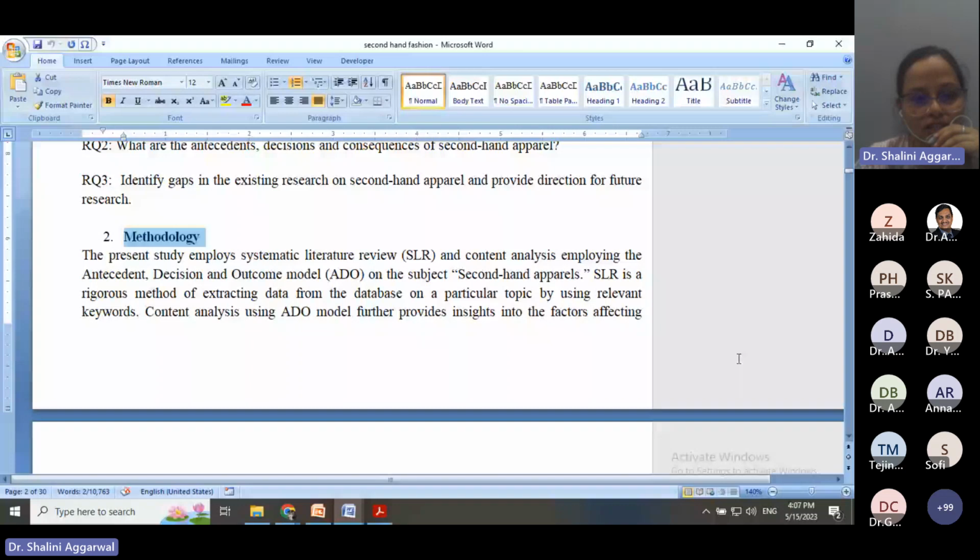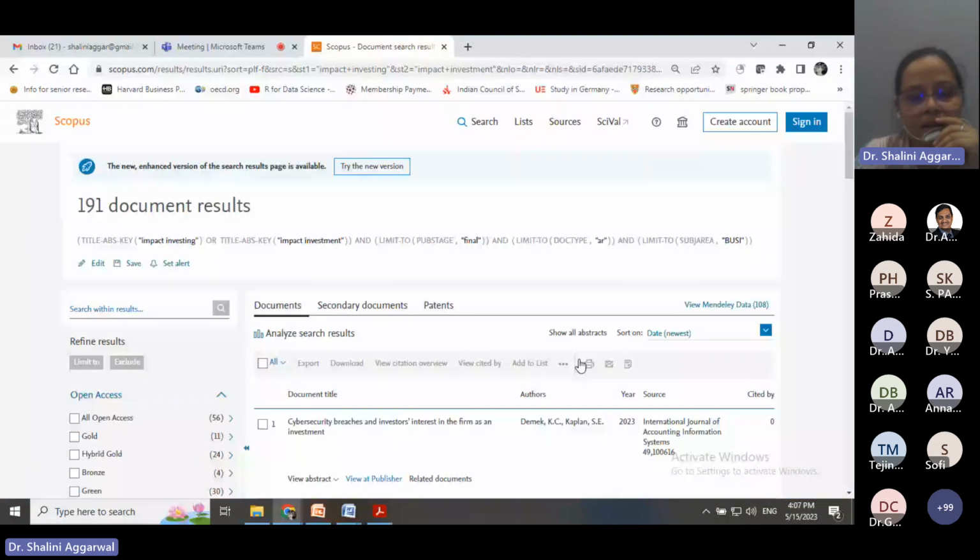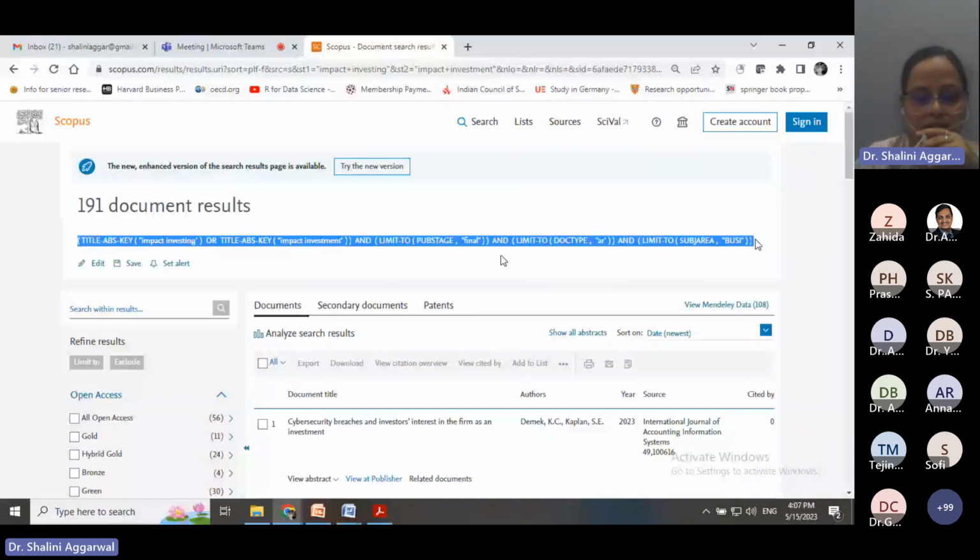So in research methodology, you will be talking about all these things, whatever we are doing using the Scopus database. So this is what you have to write and mention there in the second part, that is called a research methodology. You can see here, that is the title. This is all just copied from here, and this all becomes a part of your research methodology part, right?